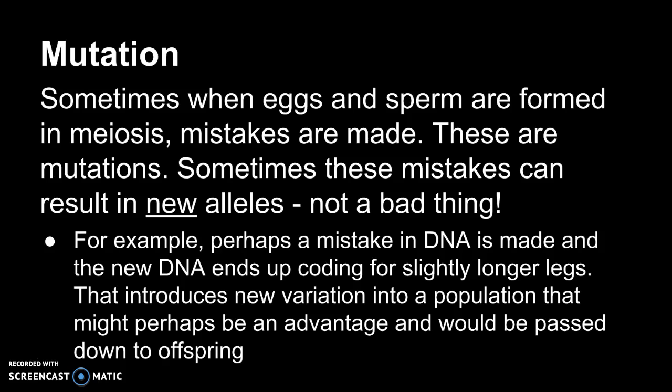So for example, perhaps a mistake in DNA is made and the new DNA ends up coding for slightly longer legs. That introduces new variation into a population that might be an advantage that would be passed down to offspring. This would really be an advantage because that new organism might be able to run faster. And it might now be able to outrun its predator. So now it lives longer and it can pass its traits on to its offspring.